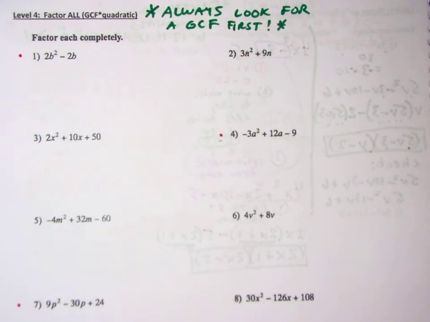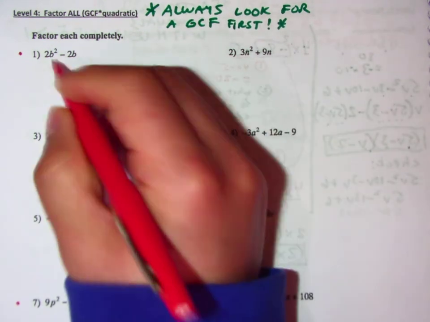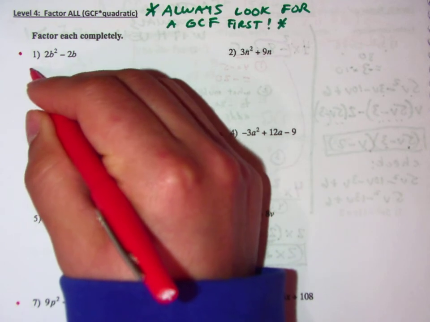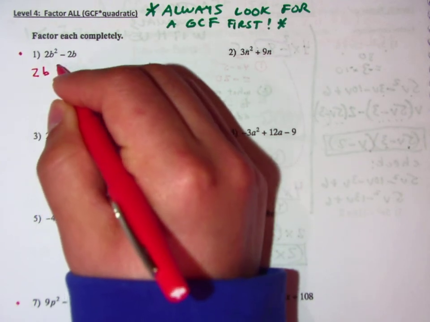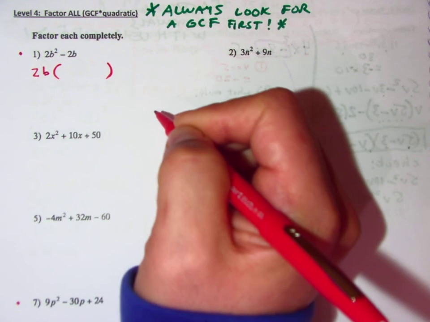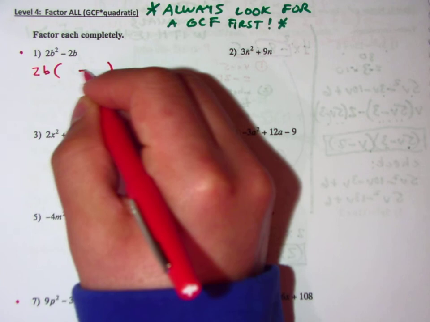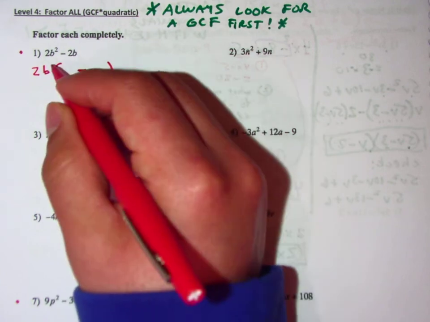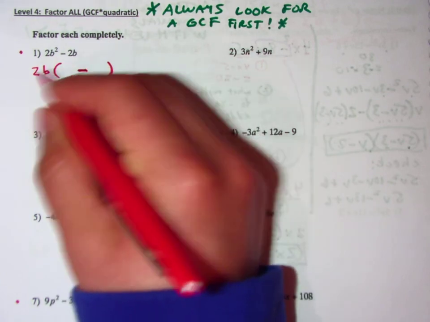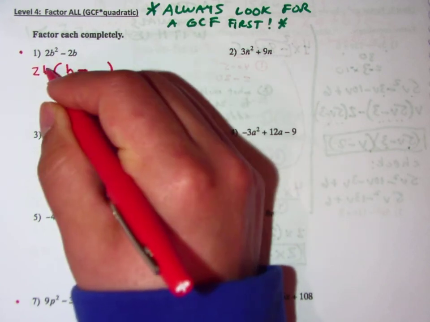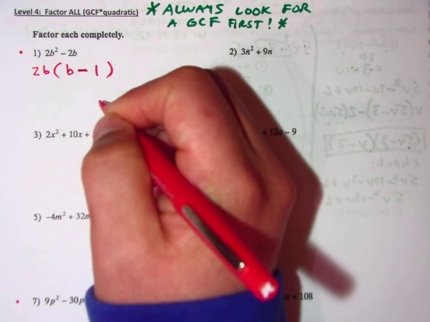Okay, so for example, let's do the first one. For the first one, I look for a GCF first, so I'm looking at 2b squared minus 2b. I know that 2 and b is going to be the GCF. And so what's left in the second factor, however you want to do it, either work backwards or divide, right? 2b squared divided by 2b, that's just b. And then 2b divided by itself is 1. So 2b times b minus 1.